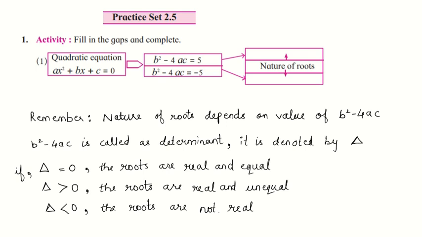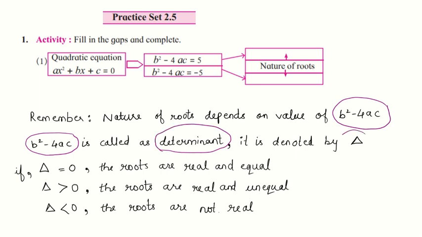Always remember that the nature of the roots depends on the value of b square minus 4ac. On solving this, whatever value we get tells us how the roots are. So let us understand it more. This b square minus 4ac is called the determinant, and it is denoted by a Greek letter, which is called delta.